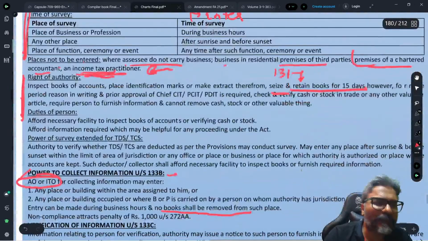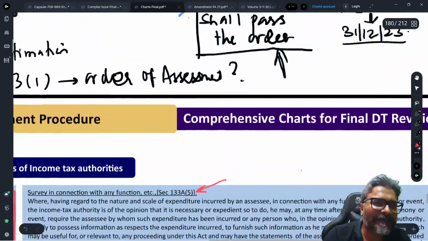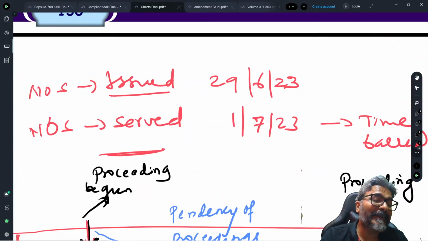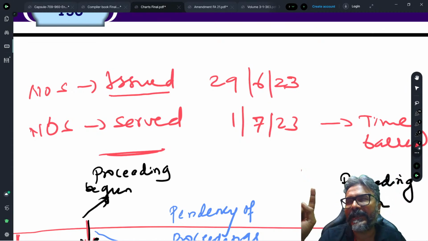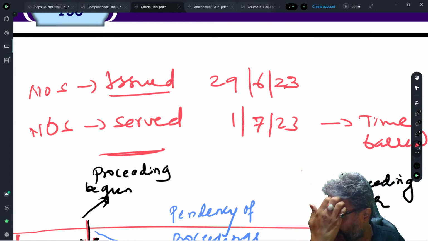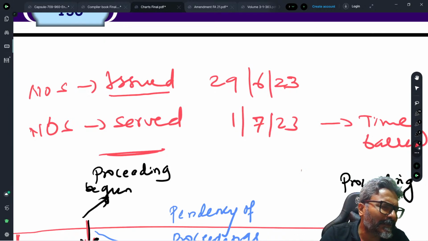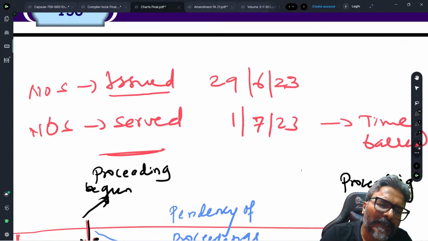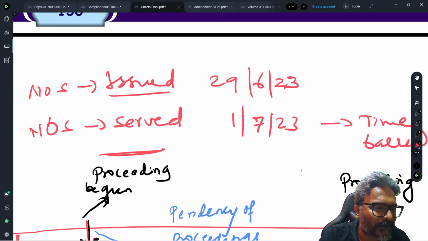But just think of it, students. If there is no such AO which exists in that other place, then what is the option that is available, students? The option which is available in this particular case is that now the CIT will have to go ahead and give the direction of special audit.